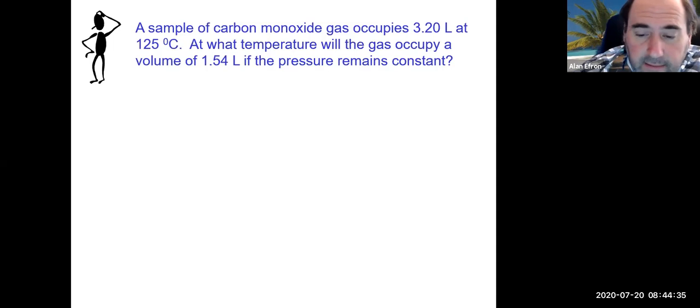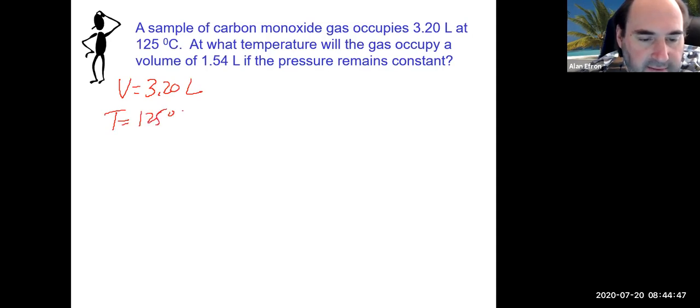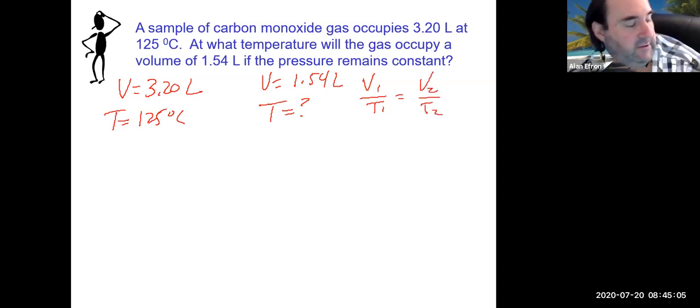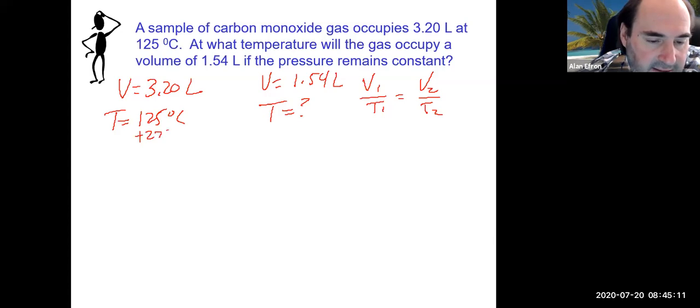Okay, so we want to take the same approach here. Just in case you're not sure what gas law you should use, pull out the information. We have a volume that's 3.2 liters, a temperature that's 125 degrees Celsius. We are looking for another temperature, and we have a volume that's 1.54 liters. You can see Charles' law, V1 over T1 equals V2 over T2. We do need to do conversion here, as we talked about. Anytime you have temperature involved, you need to convert it. So we're going to add 273 to our temperature, which gives us 398 Kelvin.